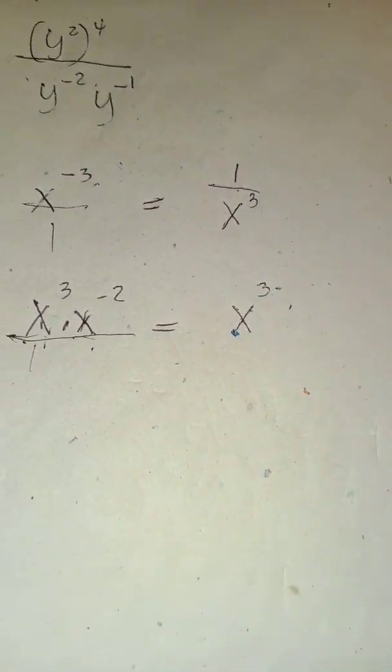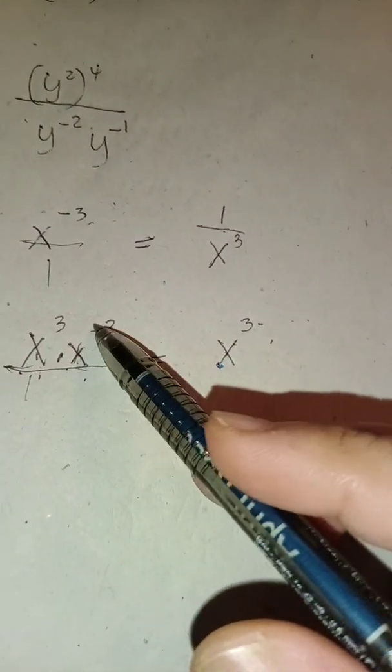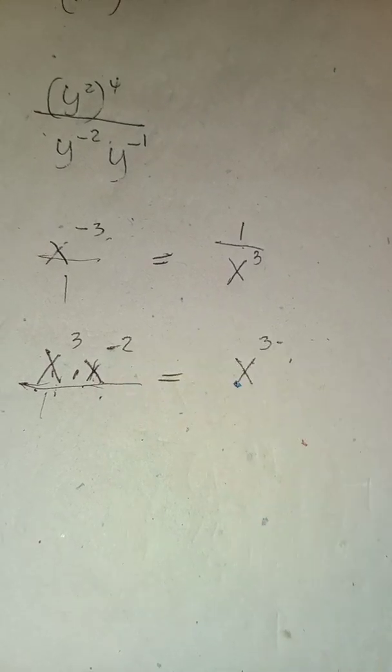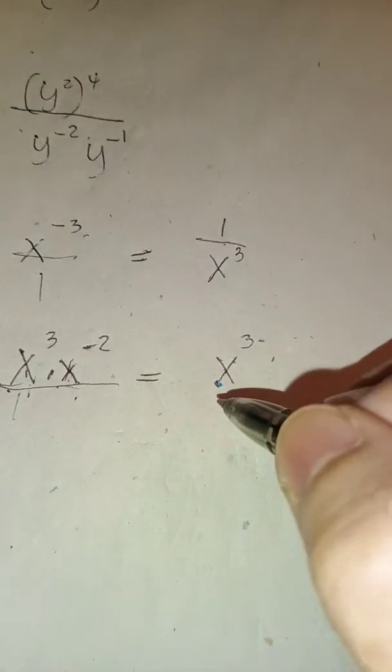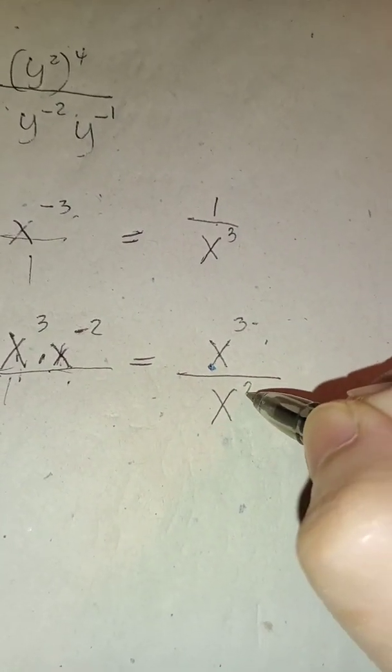Hindi siya magagalaw. X raised to the power of 3. Ito ang reciprocal ng negative kasi nga, kapag negative yung exponent, it means reciprocal or the inverse. So, ibababa mo daw siya. So, x raised to the power of 2.